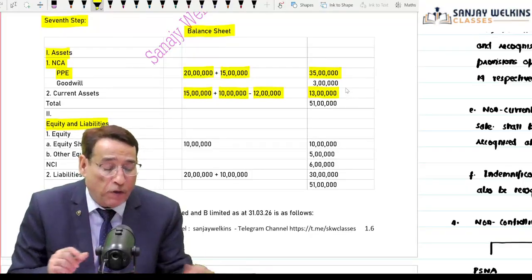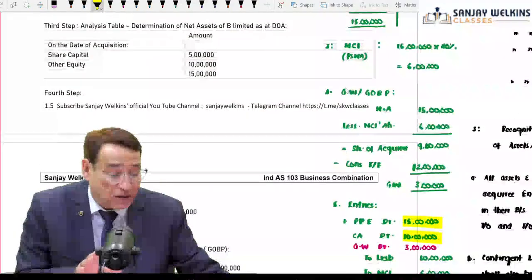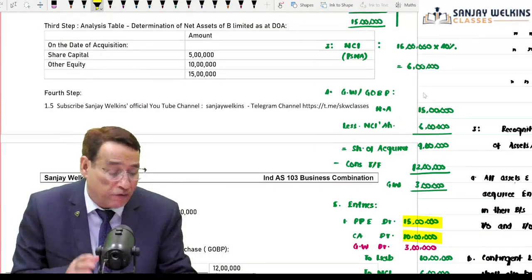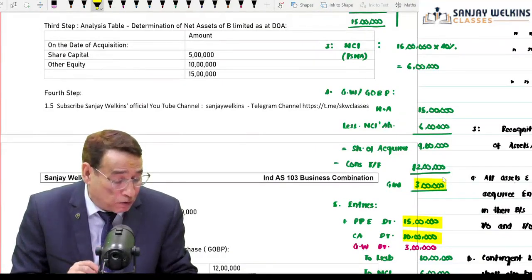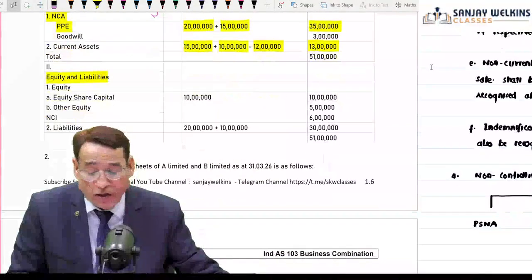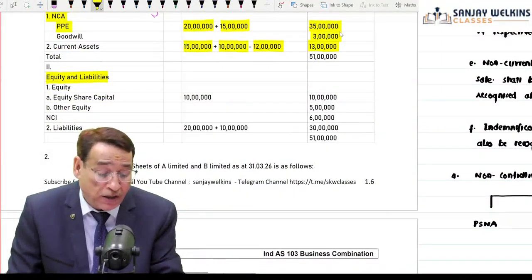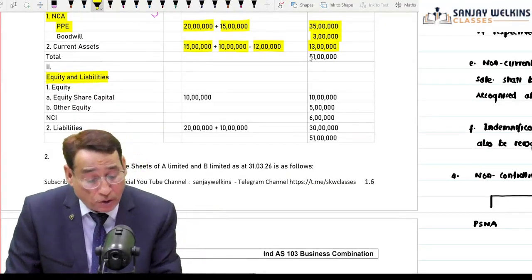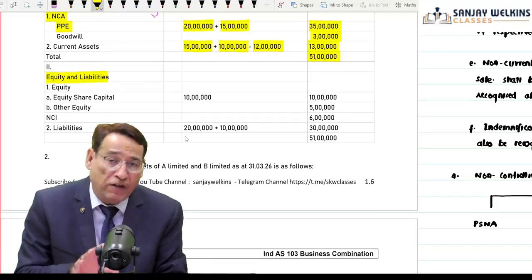And important point is that in the workings, or in the accounting steps, we have computed the amount of goodwill also, 3 lakh. So this 3 lakh, you should not forget to write while preparing the consolidated balance sheet. You are going to write 3 lakh goodwill also. So your total of the asset side is equal to 51 lakh.